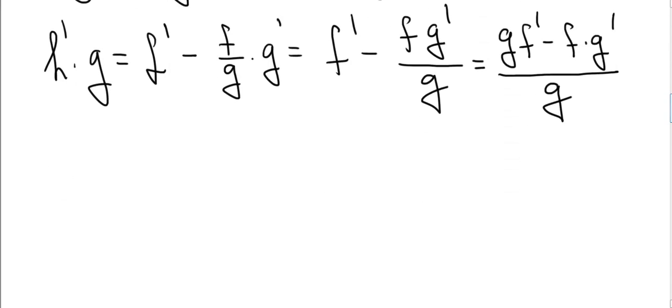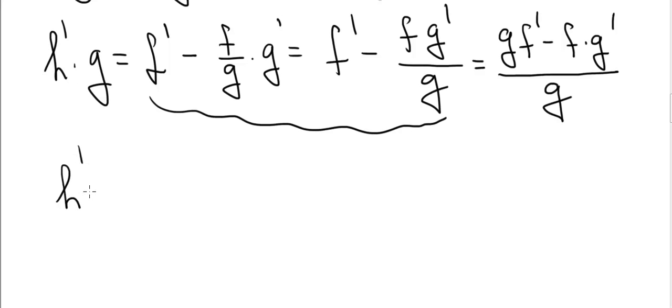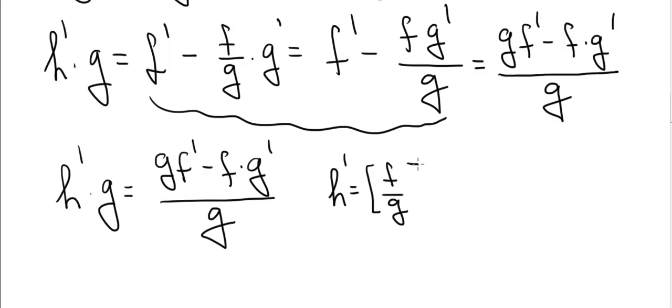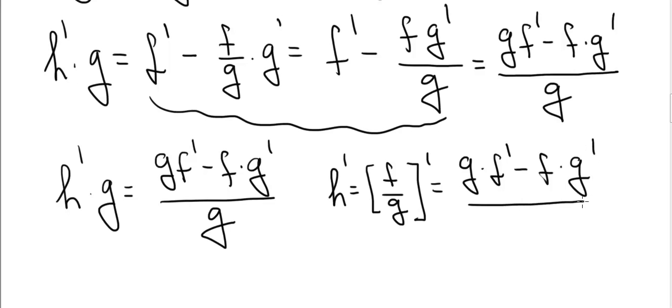So let me write it down once more, eliminating all this stuff in the middle. h prime times g is equal to g times f prime minus f times g prime divided by g. And now, dividing both sides by g, we have h prime, which of course is (f divided by g)', equal to g times f prime minus f times g prime divided by g squared.